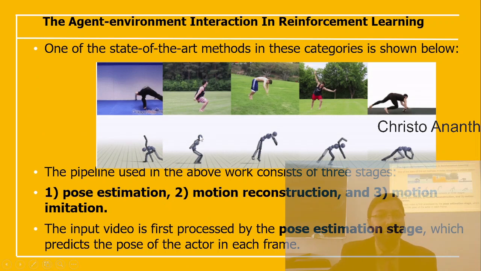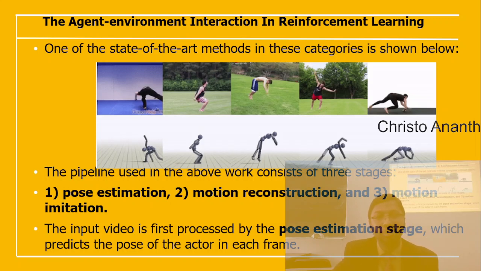We have this image, and correspondingly a virtual model. Somebody who is standing like this also has a virtual model, so we have different postures. This is the pipeline that consists of 3 stages: pose estimation, motion reconstruction, and motion imitation. What we try to do, that also we will try to do.